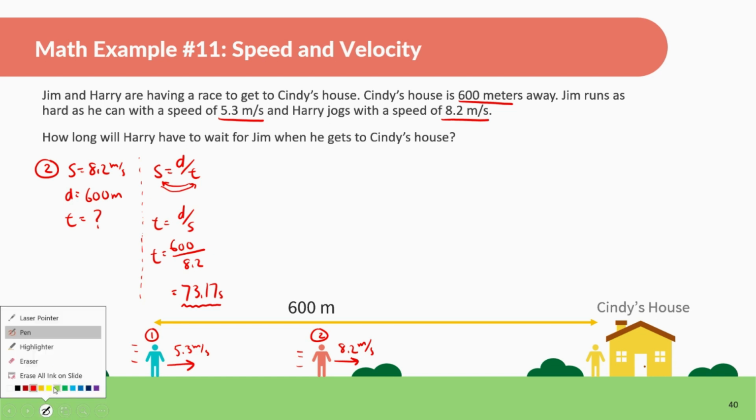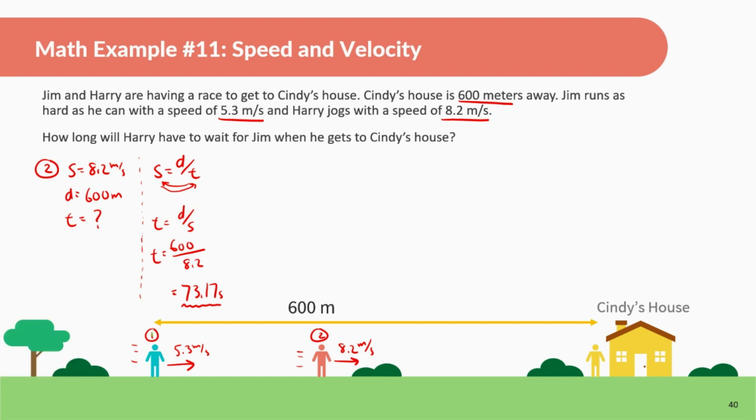Okay, let me use a different color for Jim. So I'm going to maybe redraw. This is Jim. He's going 5.3 meters per second. And let's figure this out. Jim has a speed of 5.3 meters per second. He also traveled a distance of 600 meters. And we're looking for how long it took Jim to get to Cindy's house. Maybe I'll even call this T2, doesn't matter. Speed is equal to distance divided by time, and again, time is equal to distance divided by speed. So time is equal to distance, 600 meters, divided by the speed, 5.3.